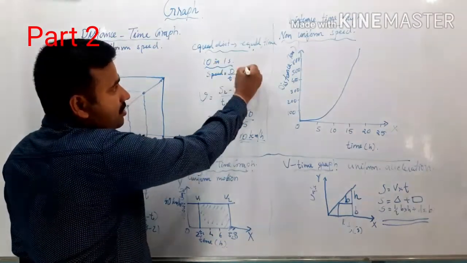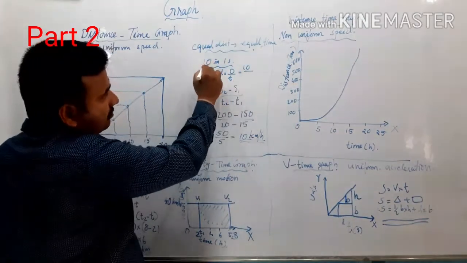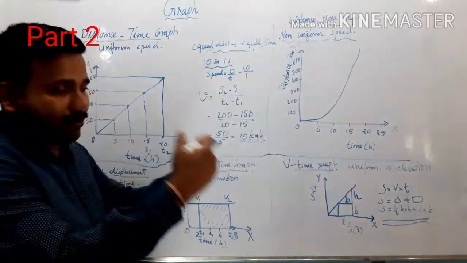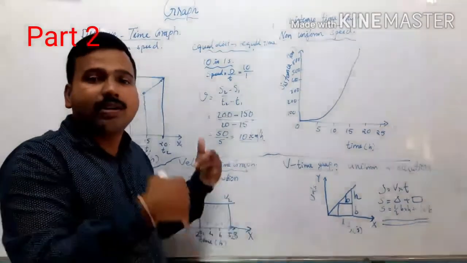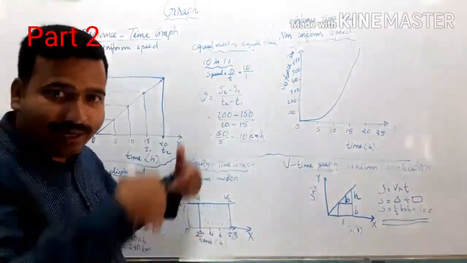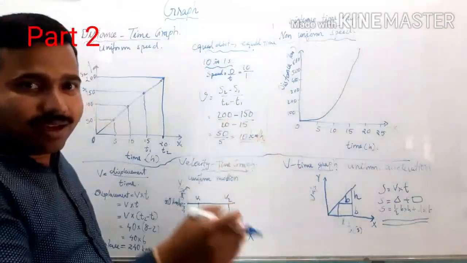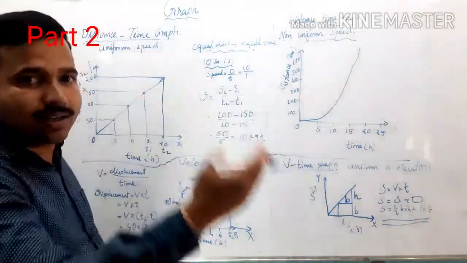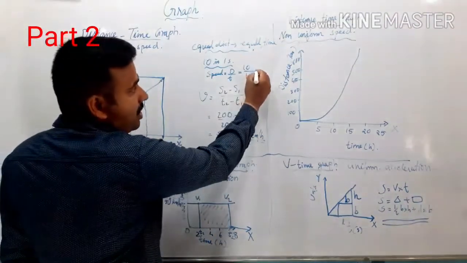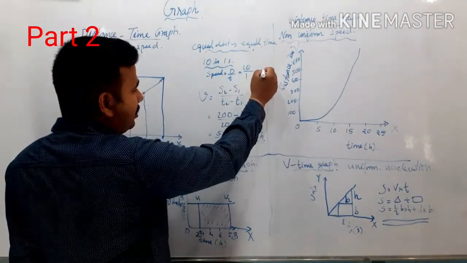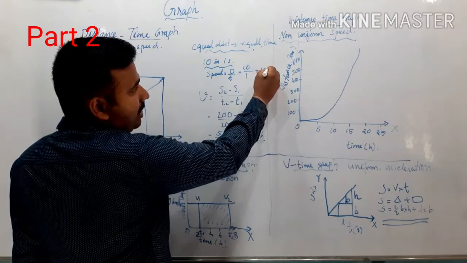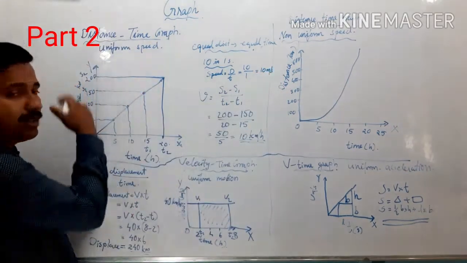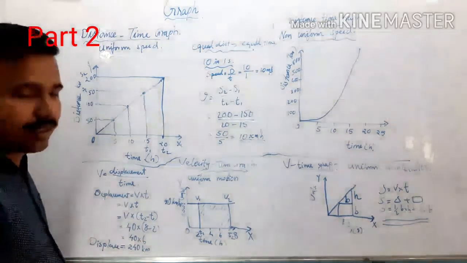What is the distance travelled? 10 meters. Time taken is 1 second. So after 1 second it will cover 10 meters and in the next 1 second again 10 meters. So equal distances it will cover in equal intervals of time, and the speed will remain the same, 10 meters per second. Now let us draw a graph.